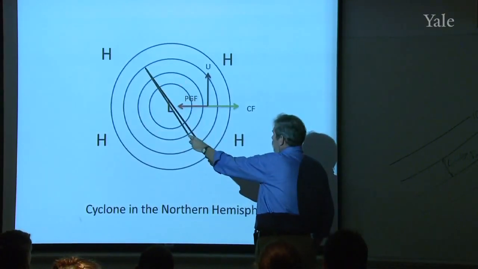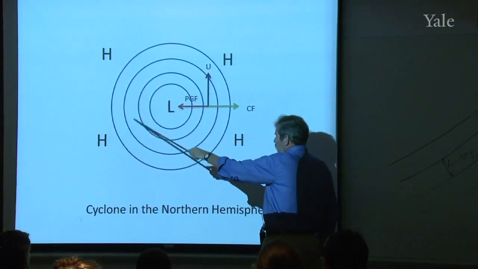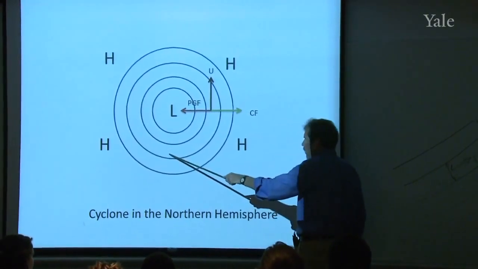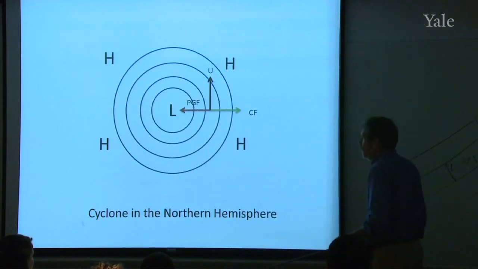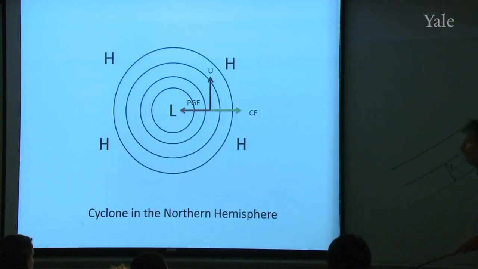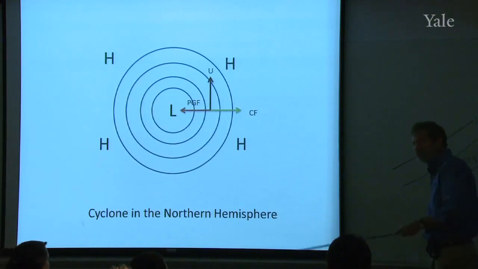If I repeated the calculation there and there and there, here I would find that the wind must be blowing in that direction. Here I would find it must be blowing in that direction. Here in that direction. So in fact, the air must be going around the cyclone in a counterclockwise direction if we're in the northern hemisphere.